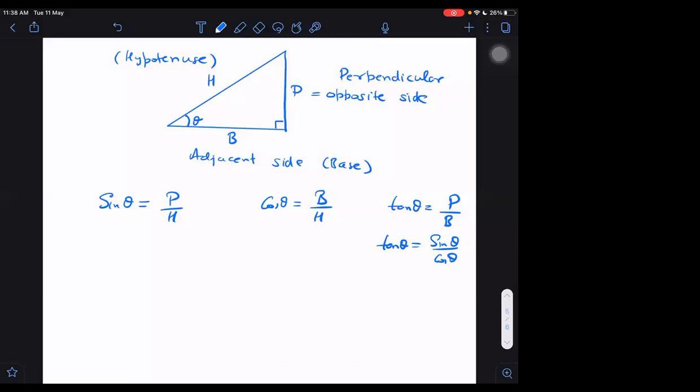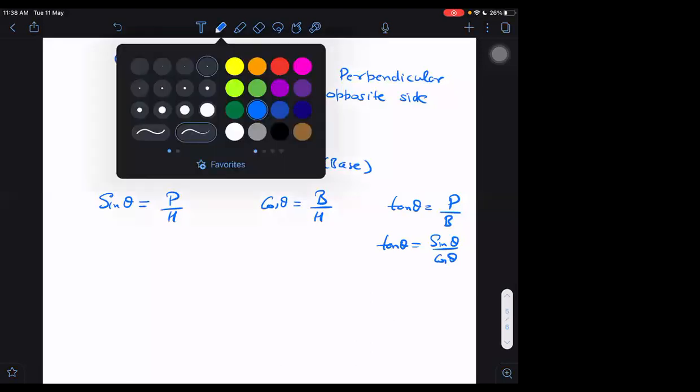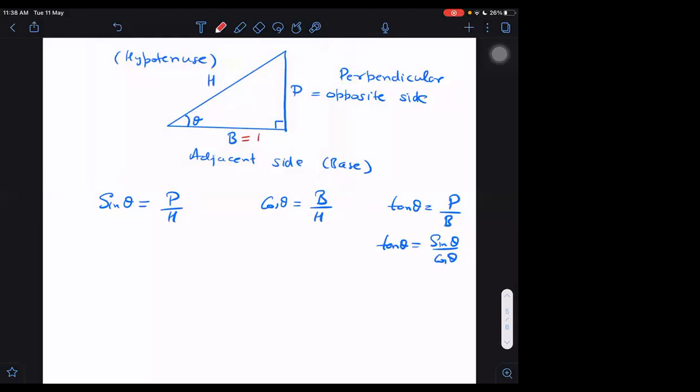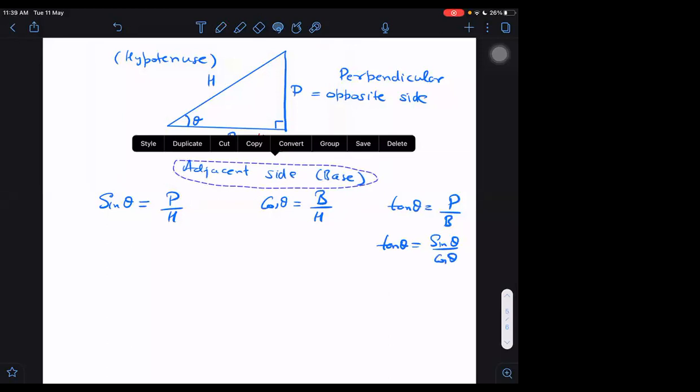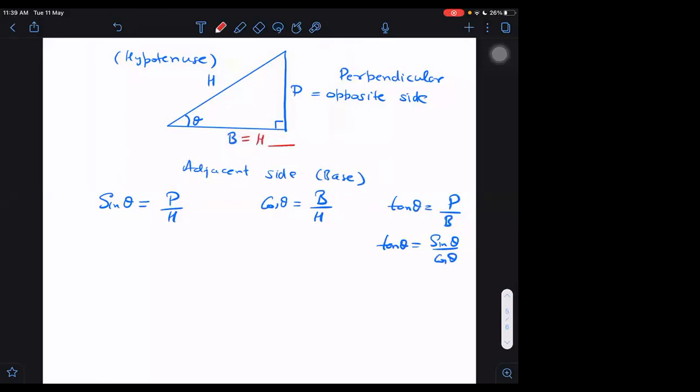Mainly, what I want you to be able to do, which many students don't do fast: if I ask you what is B in terms of H, H into what? You should be able to tell me very, very fast. H cos theta. Fill in the blank. Correct, cos theta. Similarly, P is H sin theta.